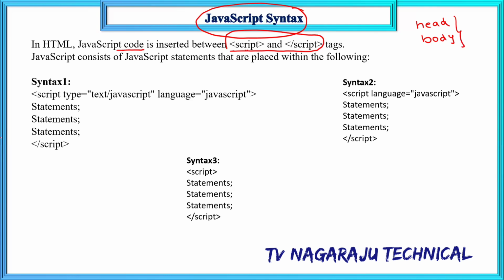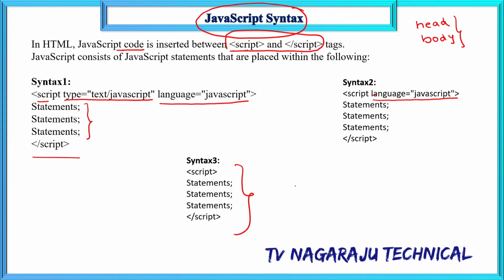What is the syntax? Script type equals text/javascript, language equals JavaScript. Close, write some set of statements, that is the code, then close the script. If you don't want type equals text/javascript, you can ignore it. You can directly write language, no problem. Or else, to avoid all these confusions, this is also preferable.